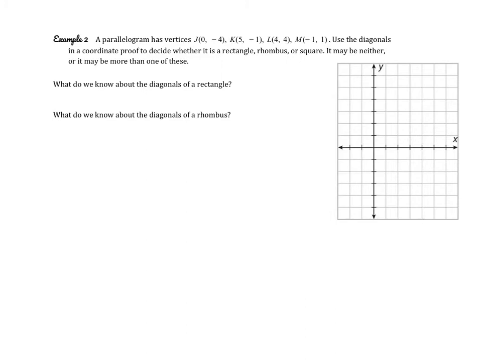We know that the diagonals of a rectangle are congruent. And then what do we know about the diagonals of a rhombus? We know that the diagonals of a rhombus are perpendicular. So we can show that the diagonals are congruent using the distance formula. We can show that the diagonals are perpendicular by comparing the slopes. And we can show that it's a square if it is both of these things.